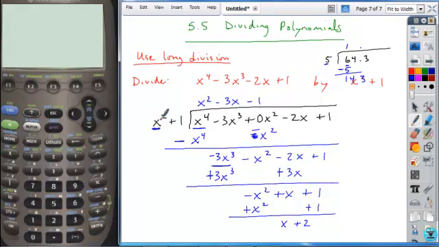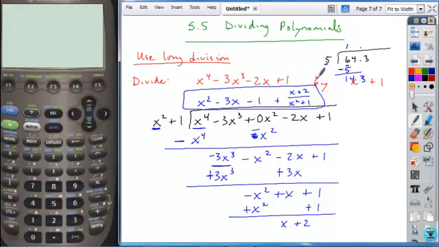Okay, now notice you can no longer multiply x squared by something to get x. This is now a lesser degree. So that means this is your remainder. So your remainder is that entire expression, x plus 2, over what your original divisor was, x squared plus 1. And so this would be your simplified form after the division. All right?